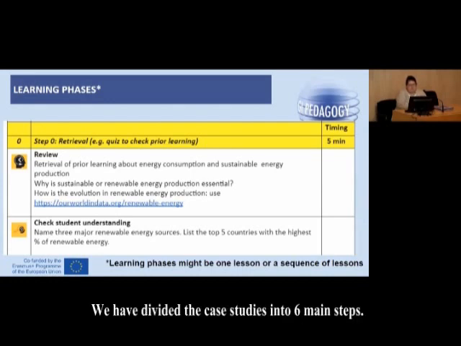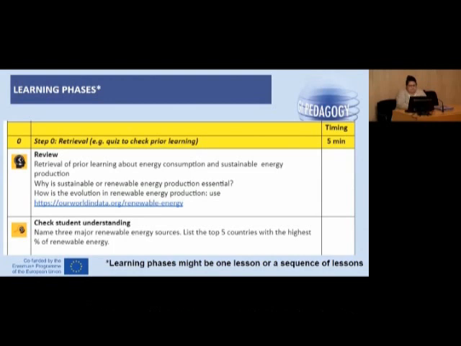We divided the case studies into 6 main steps. The base for our construction is the review of prior learning. We need to see what students have achieved until we start a new lesson. As you see, we recall all the learning experience of students based on a subject. In our case, we will explore renewable energy related to our lesson, our case study. We will check students' understanding by asking different questions.